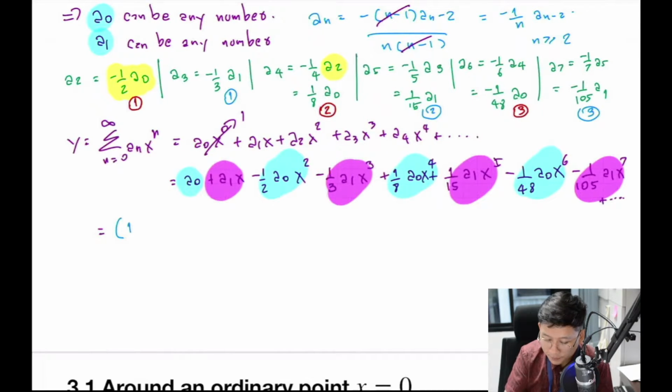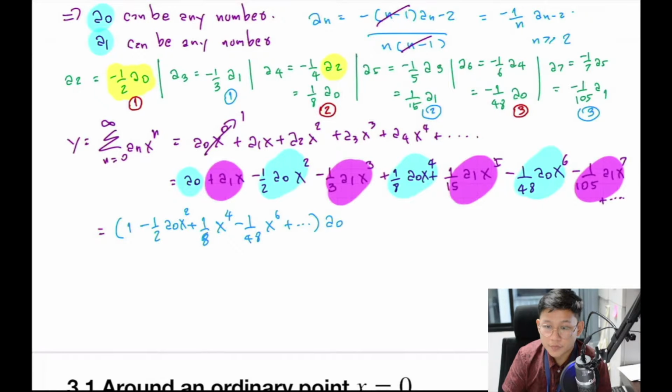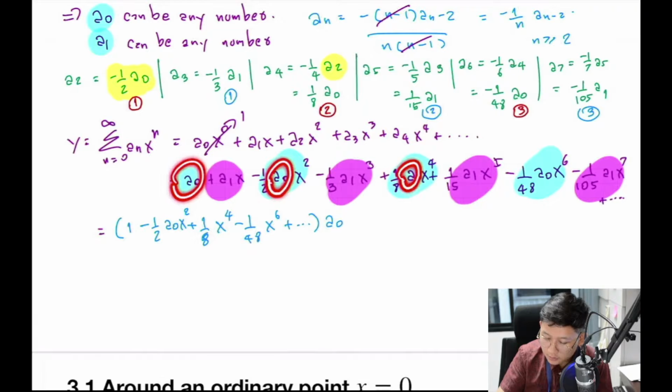It's 1 minus 1/2 x squared, and then plus 1/8 x to the 4, and then minus 1 over 48 x to the 6 plus and so on, here times a0. Okay, so basically I pull a0 out from these 4 terms.